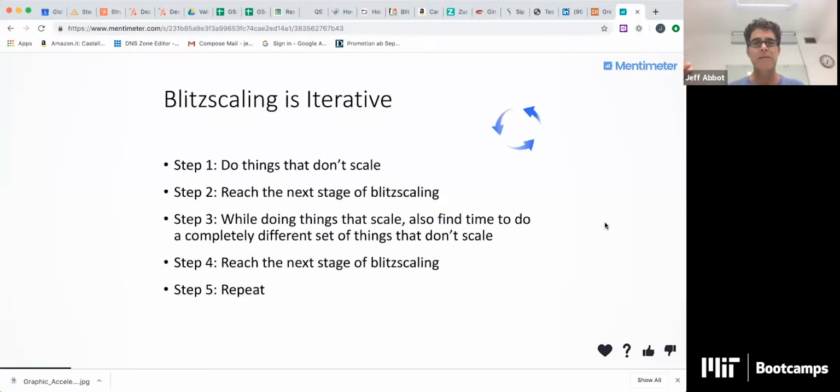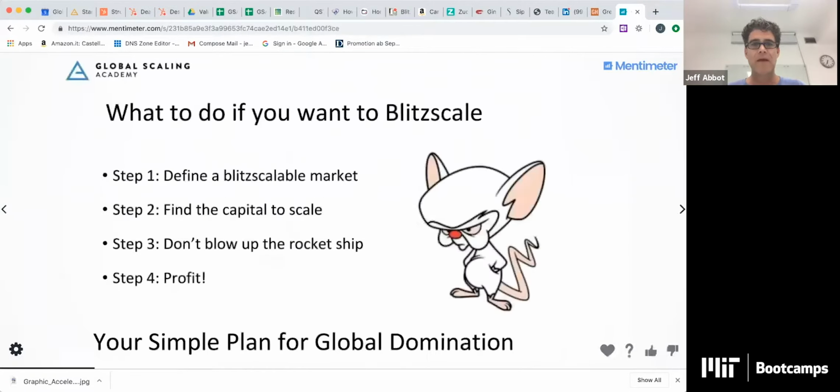So you're never really arriving at a state of blitzscaling. It's something that you're coming in and out of with respect to different pieces of the business. And the whole process is iterative and continually repeats. What we talked about is, if you want to blitzscale, the first thing you need to do is define a blitzscalable market.